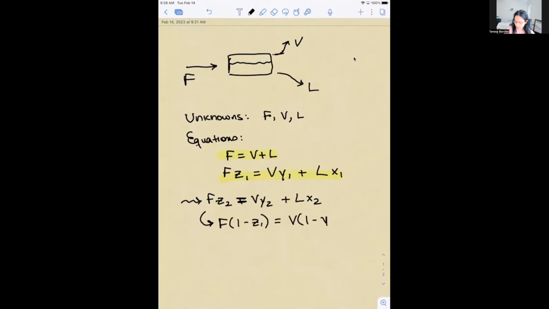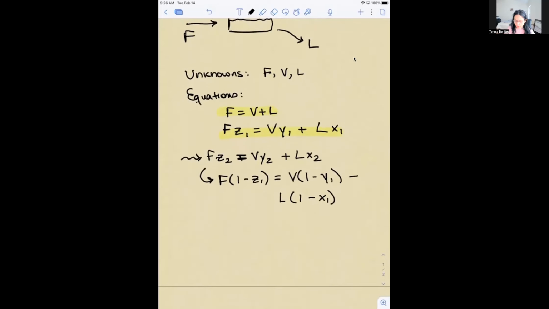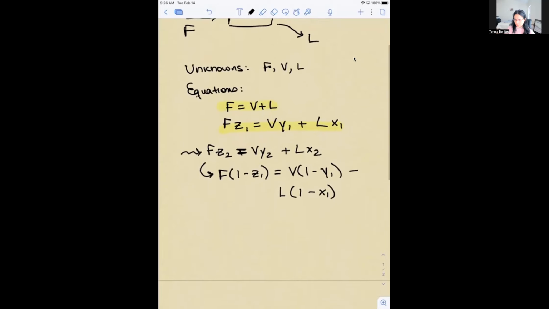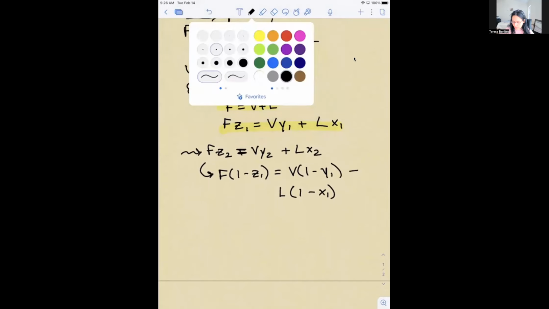You know that Y2 would just be 1 minus Y1, and X2 will be 1 minus X1. So in your case, if you try to solve your problem with those equations, I'm not talking about Raoult's law yet, then I'm just going to use another color, and you can skip to Raoult's law. You can skip the next few minutes.